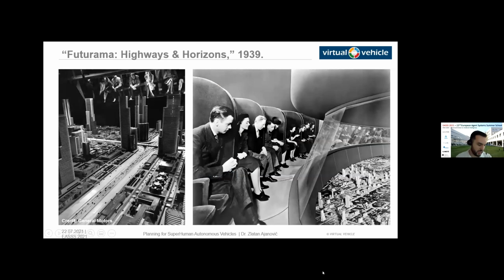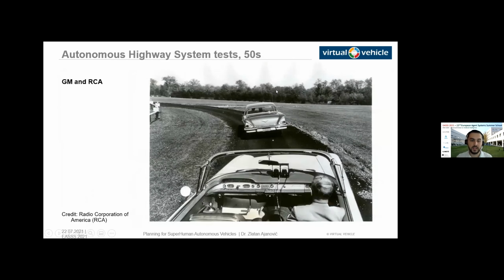If we go back to history, one of the first documented mentions of autonomous vehicles and automated traffic was in 1939, at the Futurama exhibition in the US, which showed cities with autonomous traffic already in the 1930s. Then there was also some practical work in the 50s with GM and Radio Corporation of America. They had magnets embedded into the road, and the driving vehicle was able to detect the magnets and somehow steer to follow the road, and also, in some sense, keep distance to the vehicle in front. But this was just experimental work.